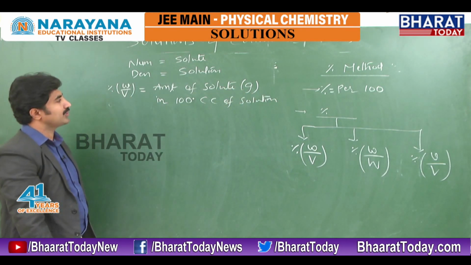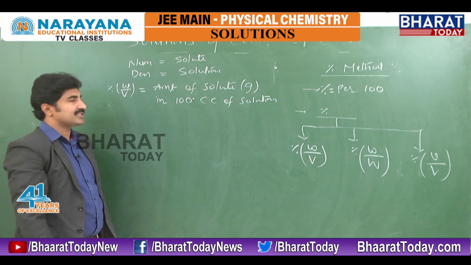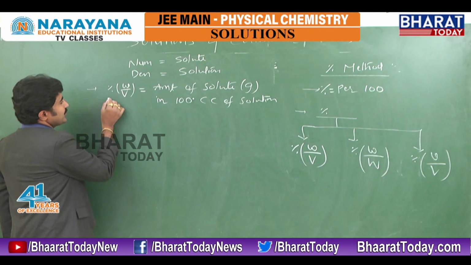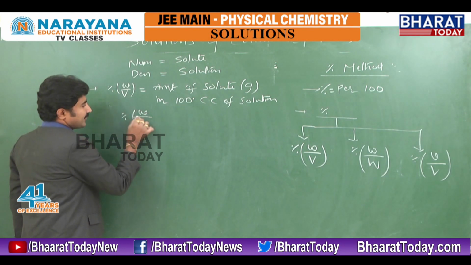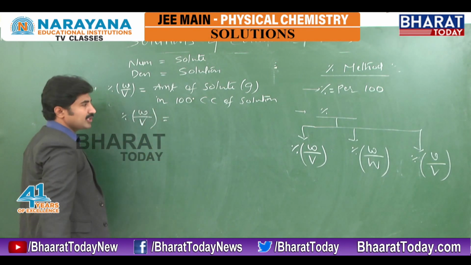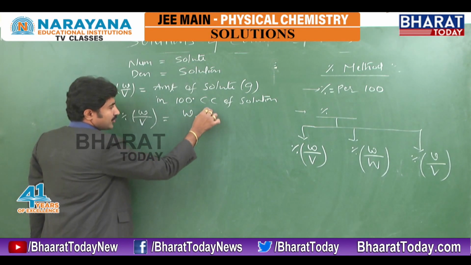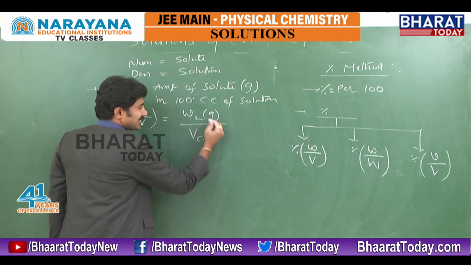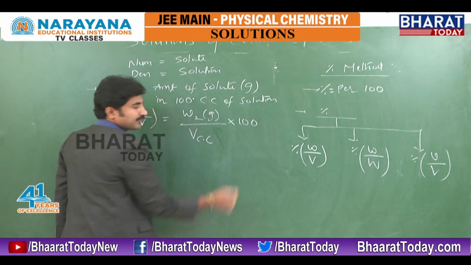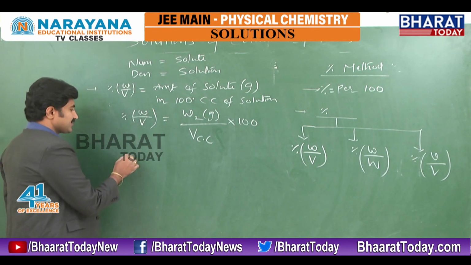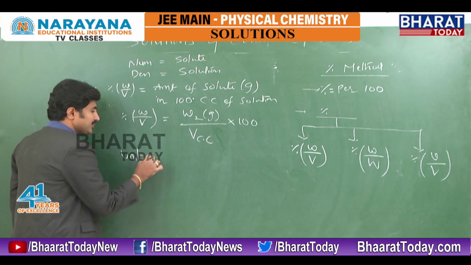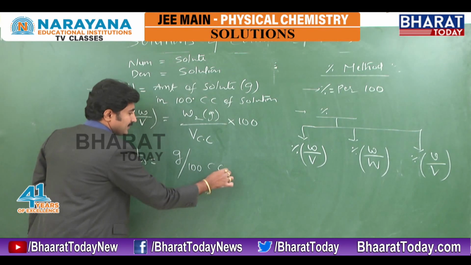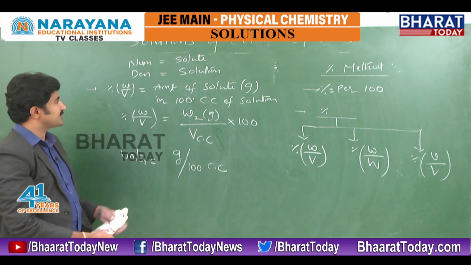The amount of the solute in grams in 100 cc of solution is the percentage weight by volume. Mathematically, how do you express this? Percentage weight by volume is equal to weight of the solute W2 in grams by volume of the solution V in cc into 100. By this we can express percentage weight by volume. The units are gram per 100 cc.